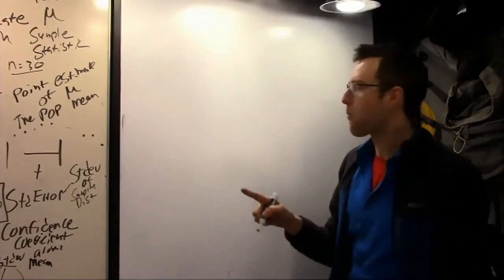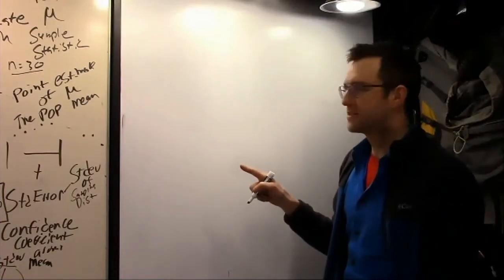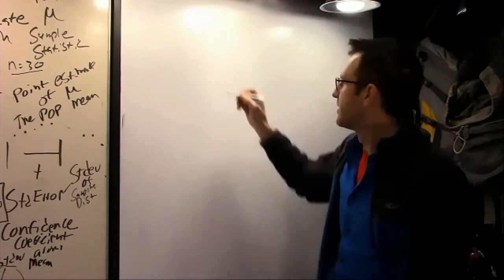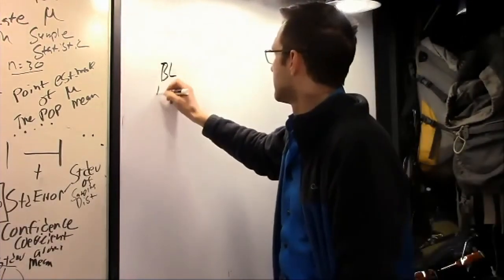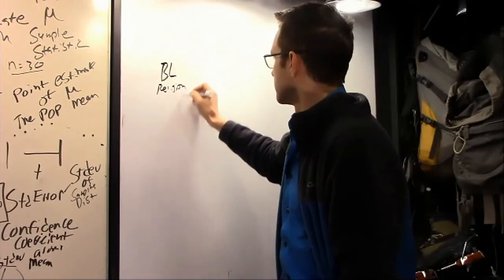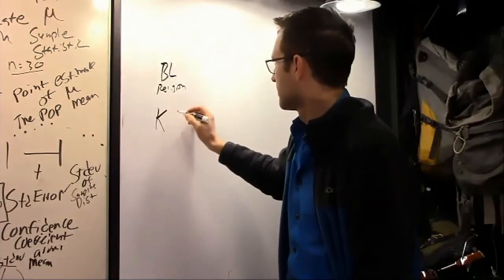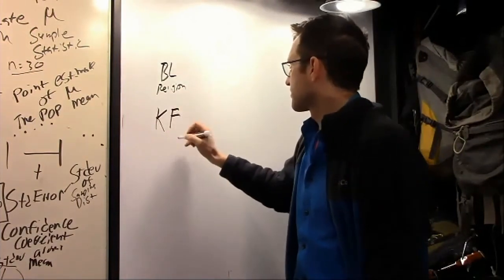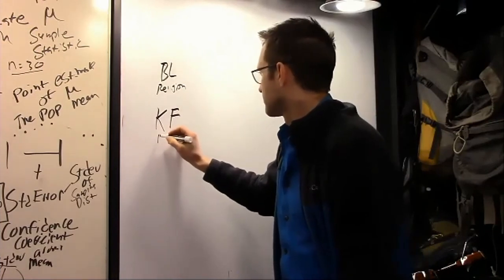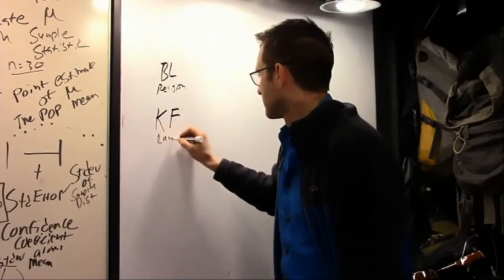Any takers? Lisa? Sorry, I was on mute. I had BL and KF. One was religion and the U.S. law. Religion and KF? Yes. Kangaroo, foxtrot. This is U.S. law.